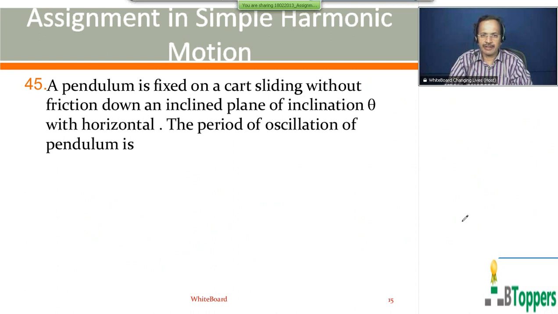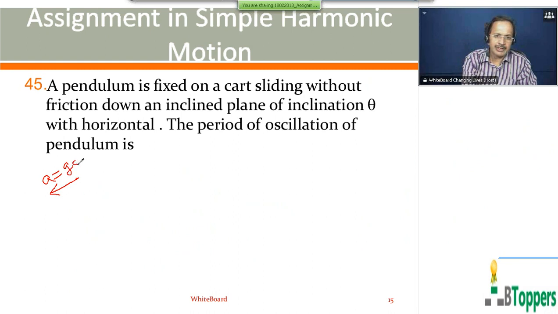See question number 45. A pendulum is fixed on a cart sliding without friction down an inclined plane of inclination theta with the horizontal. The period of oscillation of the pendulum is? As I discussed earlier in Newton's laws of motion, the acceleration of a body sliding down a smooth, frictionless inclined plane is given by a equal to g sin theta.